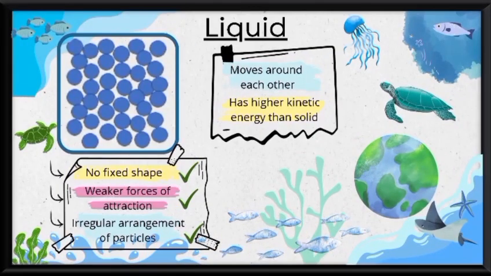This is a liquid. As you can see, the particles are quite close together, but they don't have a fixed shape. This is because they have weak forces of attraction between the particles, and this also causes them to have an irregular arrangement of particles. The particles of the liquid move around each other, and they have higher kinetic energy than solids.